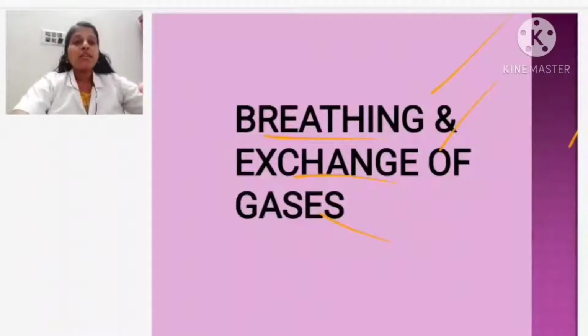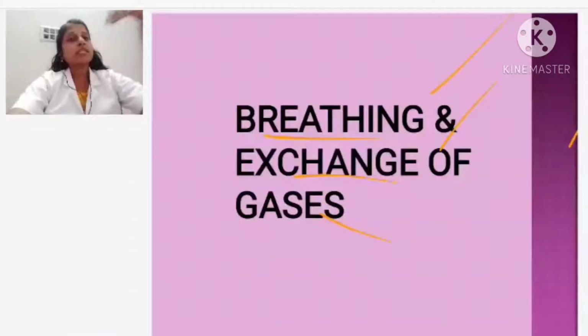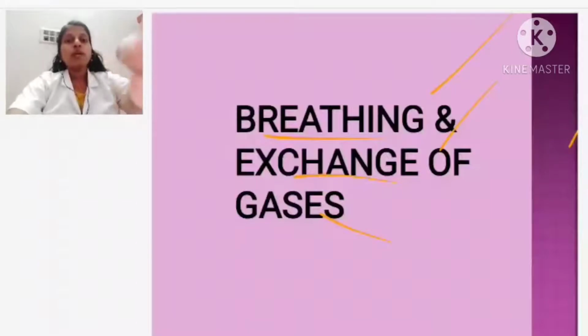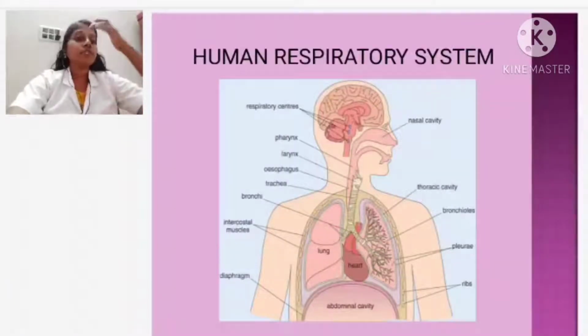So, to start with breathing and exchange of gases, the main organ which is responsible for it is your lungs, isn't it? In that part, the exchange of gases is taking place, you are breathing in and breathing out. The one which is expanding and contracting is the lungs, isn't it? So, to start with, we will be discussing the human respiratory system, about which you have a brief idea. So, we are moving into the diagram of the human respiratory system.